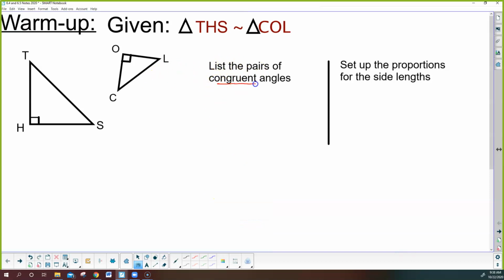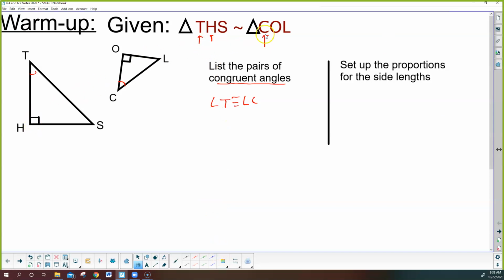List the pair of congruent angles. Now, it's hard to tell from a picture, which is why we always want to read the statement. And angles are really quick. Angle T, if they're similar, the angles are congruent. So angle T has to be congruent to angle C. So I'm going to use my markings, and then we're just going to say angle T is congruent to angle C. And then we can go right down the list.